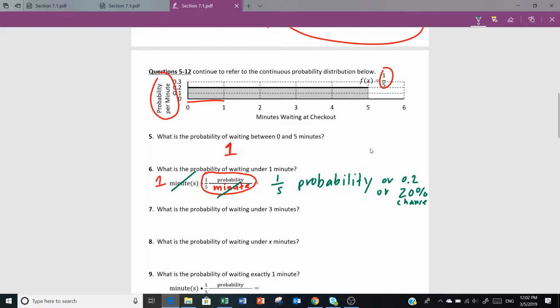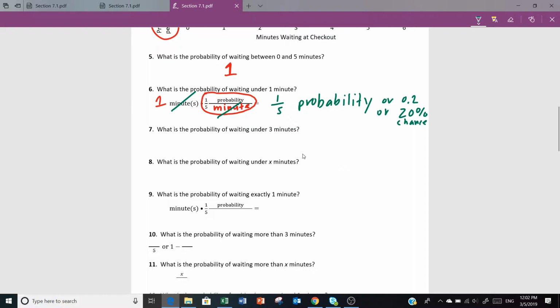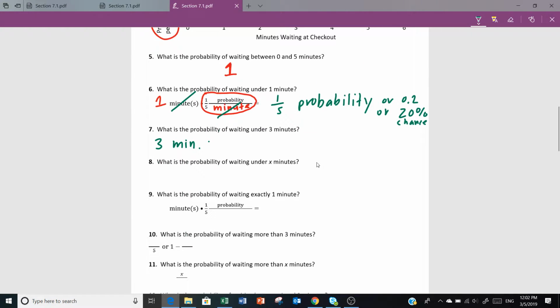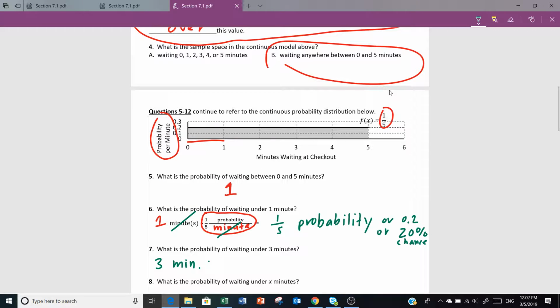Okay, let's go ahead and do number 7. How many minutes pass between 0 and 3 minutes? So I have 3 minutes being multiplied by the probability per minute. What's the probability per minute? What does this f of x mean? How much probability is happening per minute? 1/5 or 0.2. So then I have to multiply the 3 minutes by the probability per minute, so it's 1/5 probability per minute. Again, the units are canceling, and I get 3/5 probability.